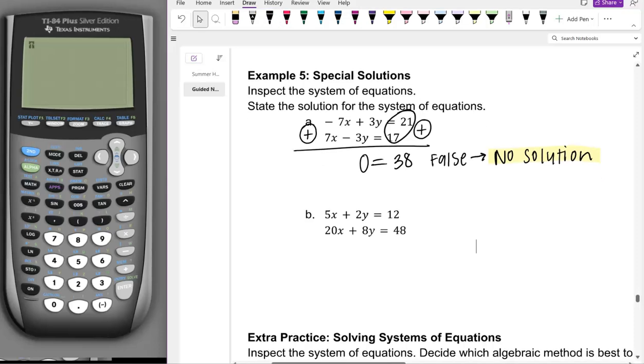Now on the other one, you might notice that the second equation is the exact same as the first equation, just multiplied by 4. Even the constant is the same, just multiplied by 4. 5 times 4 is 20, 2 times 4 is 8, 12 times 4 is 48. Since these are the exact same equation, just in a different form, just multiplied by 4, that means they are the exact same line on a graph. When two equations are the same exact line on a graph, that means that there are infinite solutions.